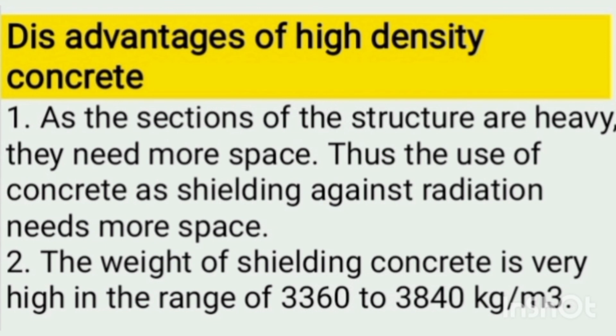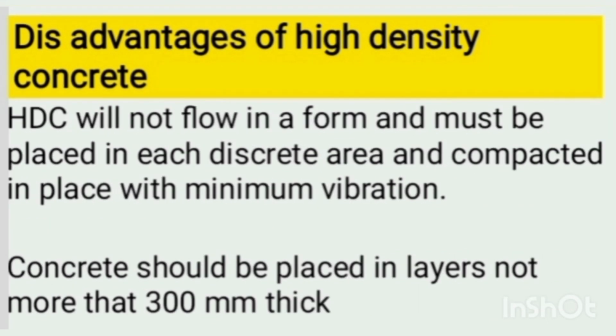High density concrete has some disadvantages. When we are doing shielding work, it needs more space in the shielding wall. It cannot flow easily. Also avoid the long drop pipe, use a short one. It needs minimum vibration. If we do more vibration, there may be a chance of bleeding. If we use a long pipe, there may be a chance of segregation. That's why we use a short pipe.